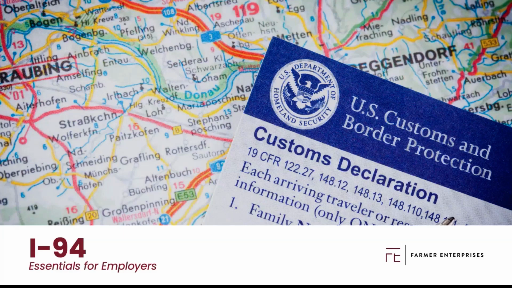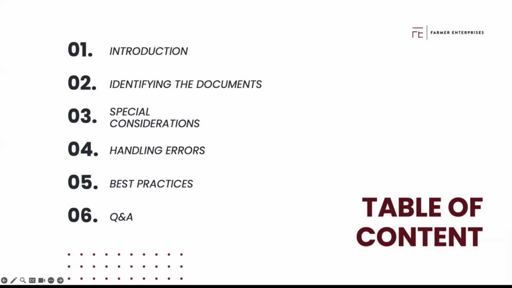authorization for your employees. We'll start with a short introduction, and then we'll learn how to identify the different documents that are involved in ensuring compliance, such as the I-94 visa stamp and the I-797 notice of action. We'll also share some special scenarios that employers frequently face, show you how to handle I-94 errors, and finally wrap it up with best practices. And as I mentioned before, we're looking forward to your questions at the end.